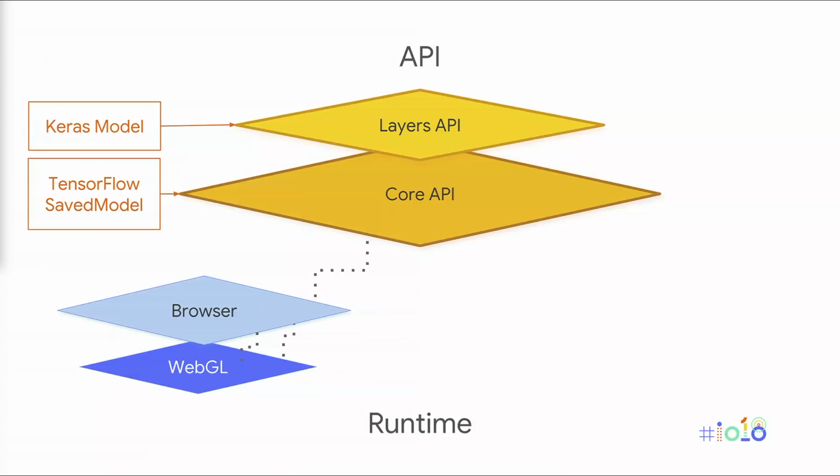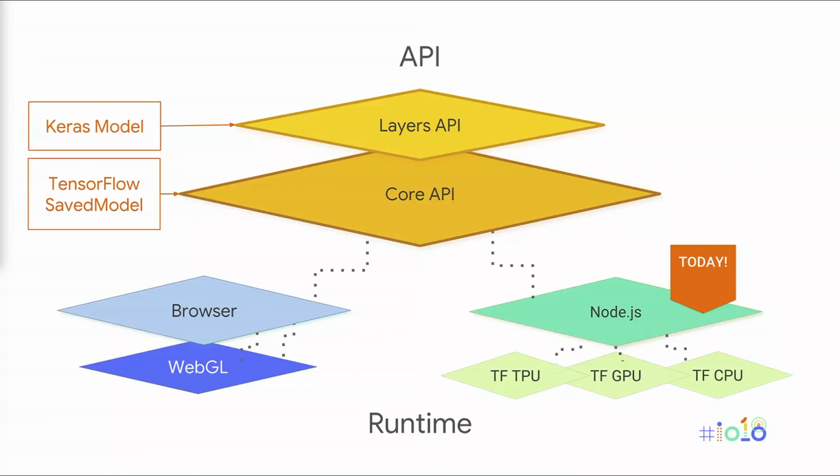Let's step back and look at the architecture we highlighted earlier. We have a layers API and then a little bit lower level core API that has our ops. This whole runtime is powered by WebGL in the browser. But today, through NPM, we're shipping a package that gives you TensorFlow, that gives you access to those TPUs, the GPU, and CPU. All of this is through our NPM package.